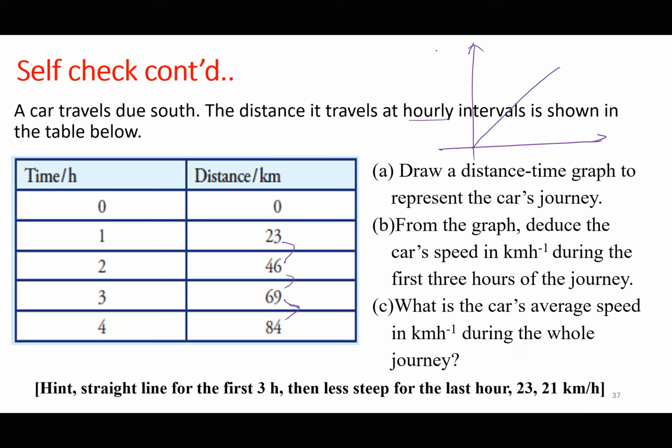This is distance against time. So it is distance in kilometers against time in hours. You can try to plot this on a graph paper or in a squared book, and you will get a straight line. So you can do that. From the graph, deduce the car's speed. Speed will be called the gradient.